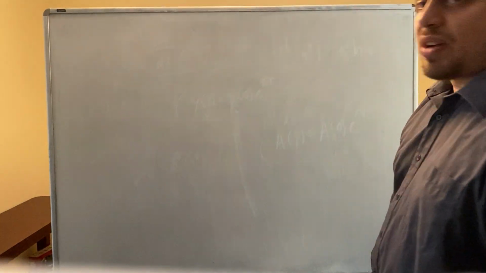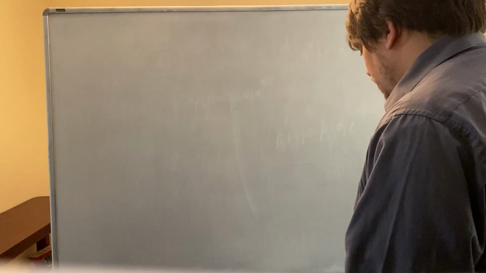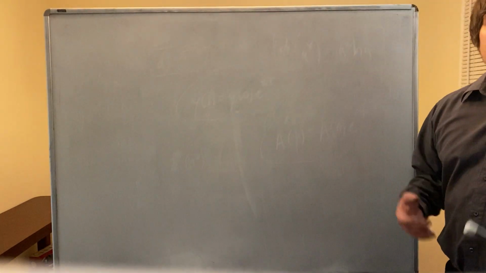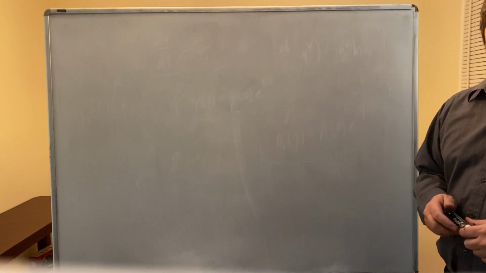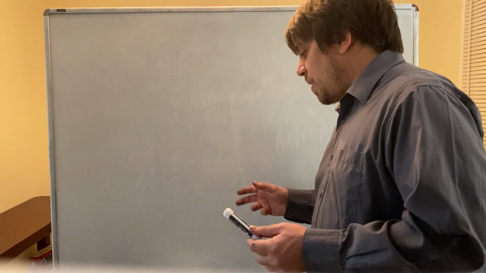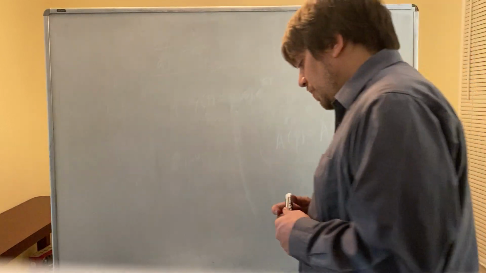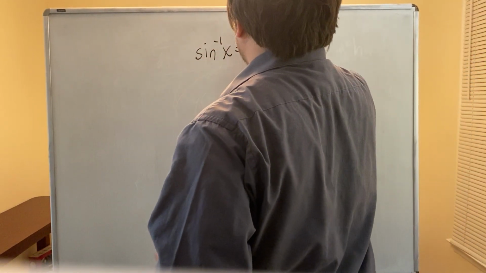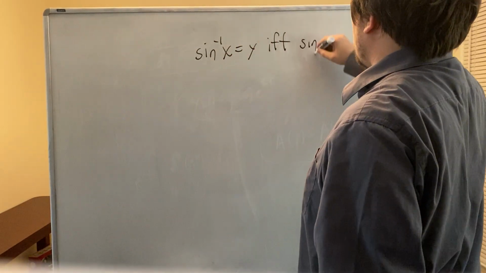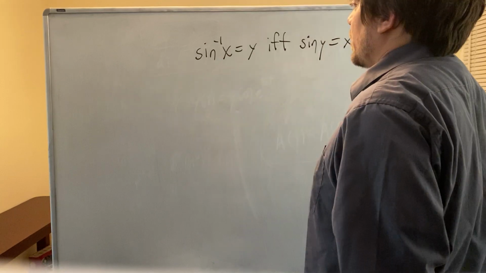Okay, so next is 5.6, which is on inverse trig functions. They're the trig functions sine, cosine, tan, secant, cosecant, cotangent. There's 6 trig functions we talk about generally, and each of them has an inverse. For instance, sine x has an inverse function, sine inverse x equals y, which is defined by sine inverse x equals y if and only if sine y is equal to x.